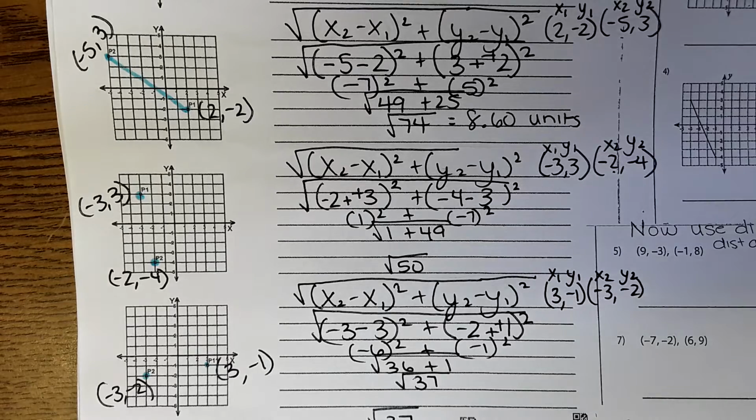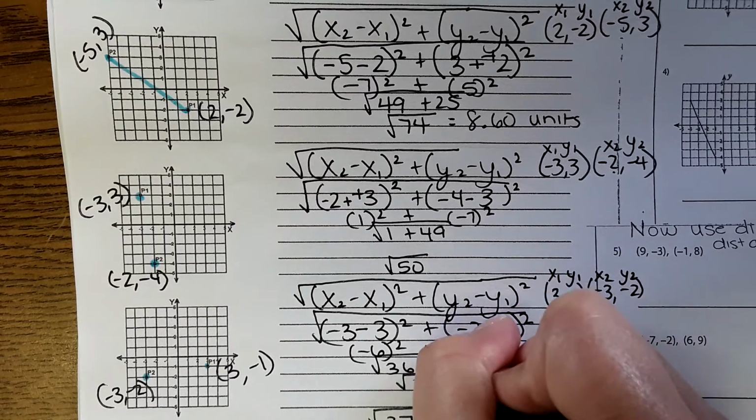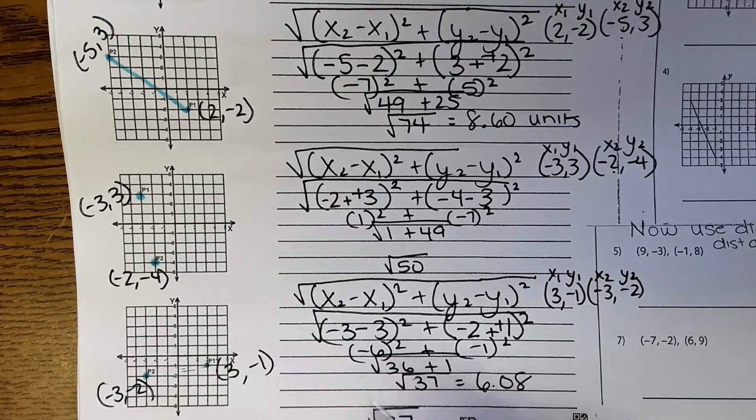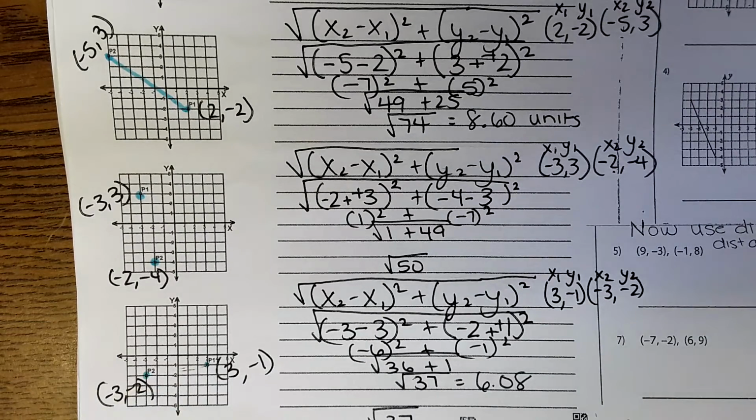You could plug that in a calculator, just make sure it's logical. It comes out to 6.08. You look at this and say, okay, that looks like it's about 6. If you got like 42, you'd be like, there's no way that's 42 units.